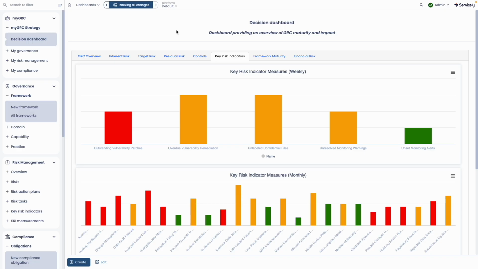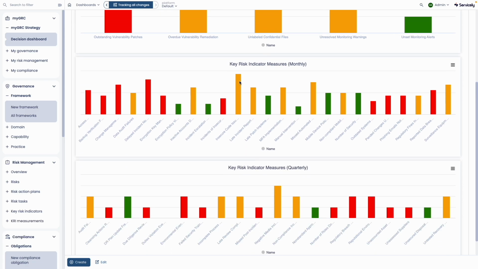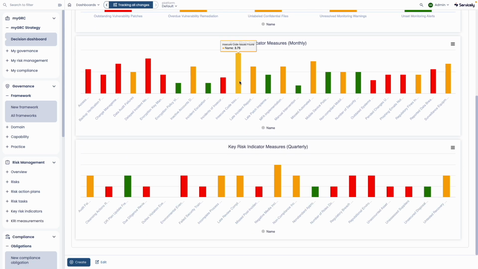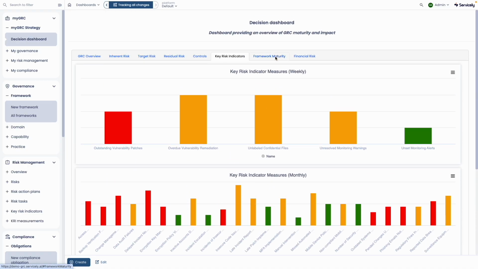So here we have a traffic light approach that will immediately tell us red, amber, green, from a key risk indicator perspective, what have we measured on a weekly, a monthly, and a quarterly basis, and easily from here come in and understand what's our current risk landscape, what does that look like.